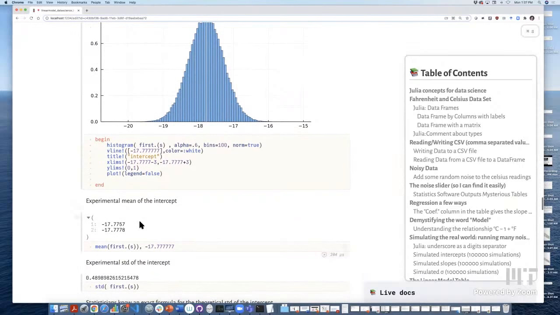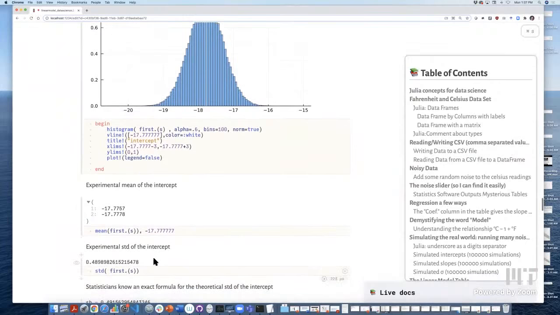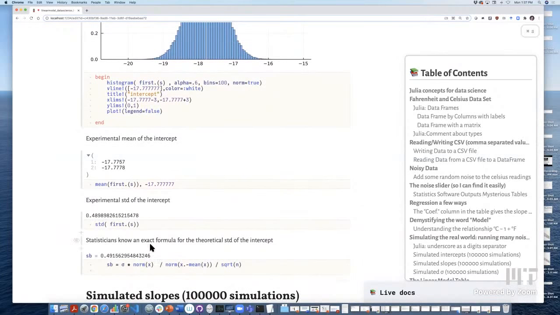Interestingly enough, we can also compute the standard deviation of the intercept since we have 100,000 numbers. Statisticians know an exact formula for the theoretical standard deviation of what it'll be, so I'm just going to type this formula without proof right now. This is the theoretical standard deviation, not the empirical one. This is the one that the math promises. And you can see, two decimal places on that one, 0.49, I guess, and 0.49 is the sample standard deviation. Okay, that's pretty good.